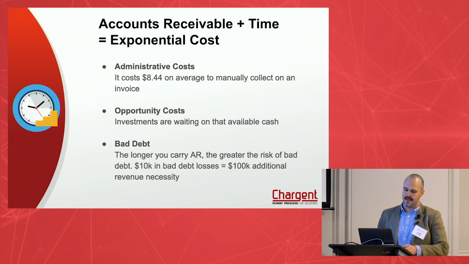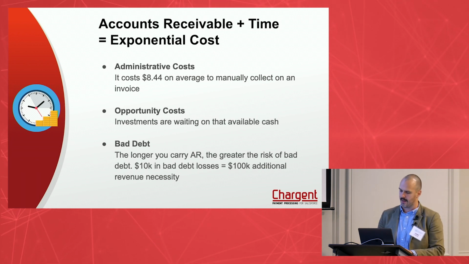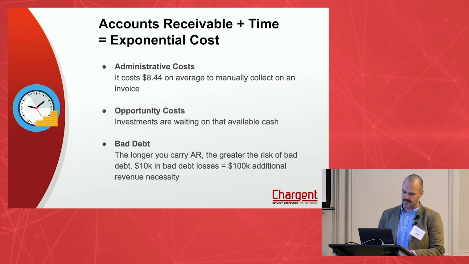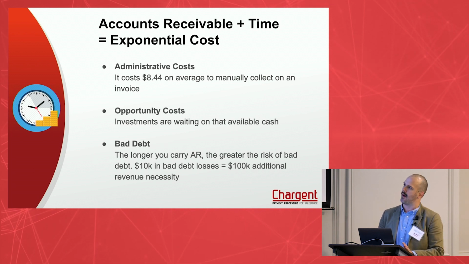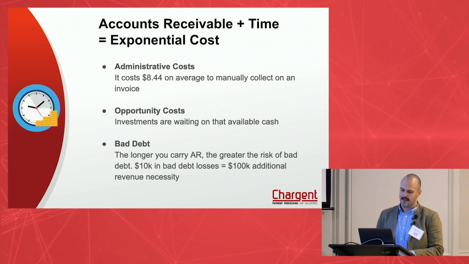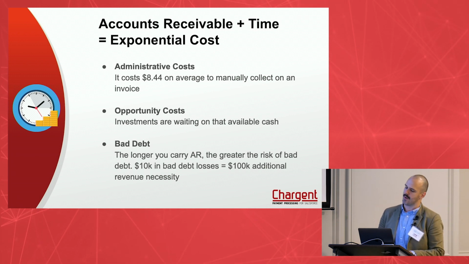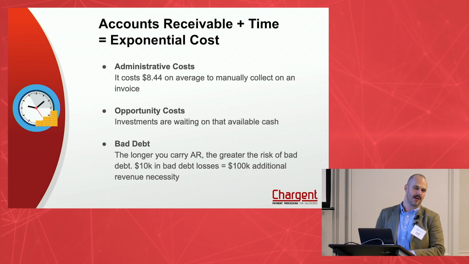Finally, there is bad debt. The longer you carry accounts receivable, or late payments in general, the greater the risk of bad debt. And this gets very unsustainable very quickly if it isn't addressed. For example, a company with a profit margin of about 10% that incurs a loss of $10,000 due to bad debt typically must generate about $100,000 in additional revenue in order to recover that loss of capital.